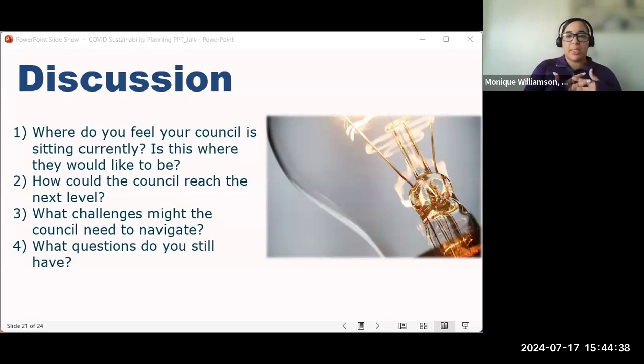So to wrap up the discussion section, what questions do we still have as we are thinking through these three components? We talked about where we currently feel we're sitting, how we can get to that next level, and any challenges we're trying to navigate when it comes to sustainability. So what other questions do we have at the moment?